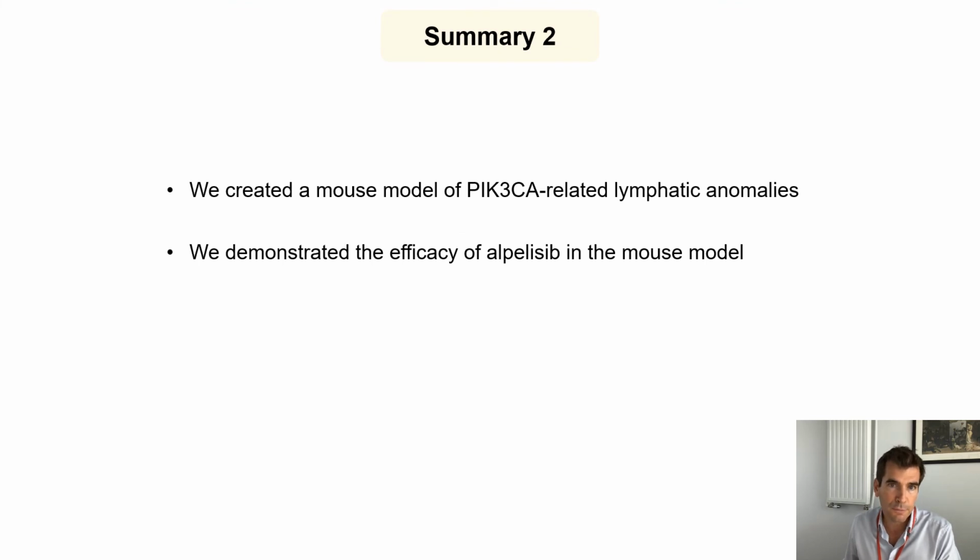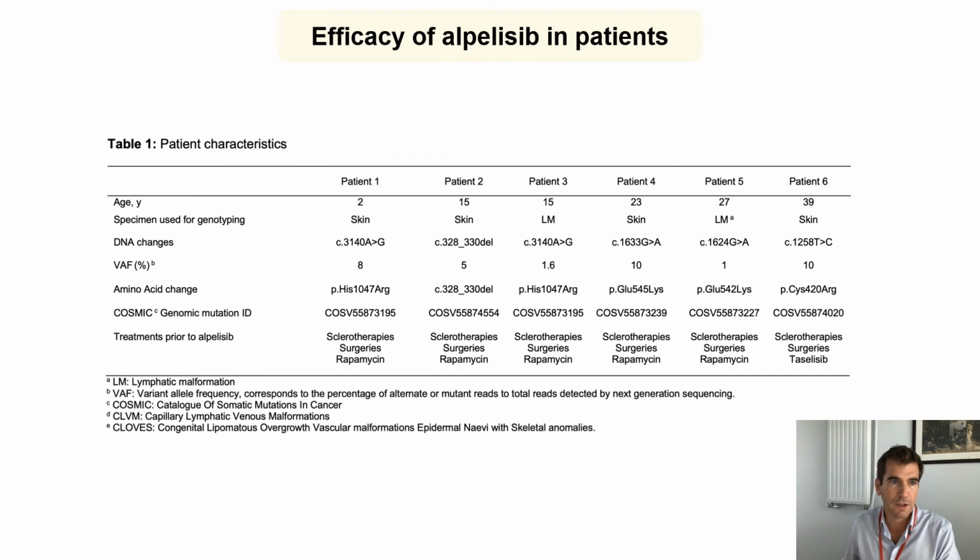So we found the Alpelisib was efficient in this mouse model, so we decided to treat 6 patients that had very severe lymphatic anomalies, either isolated or complex, and that were resistant to other treatment. As you can see here, 5 of them had received already rapamycin in addition to plenty of treatment, including sclerotherapy and surgeries, and 1 patient received already Alpelisib. And all these patients were not responding to other drugs, ranging from 2 years old to 39 years old.